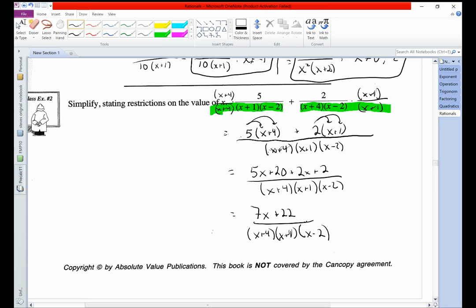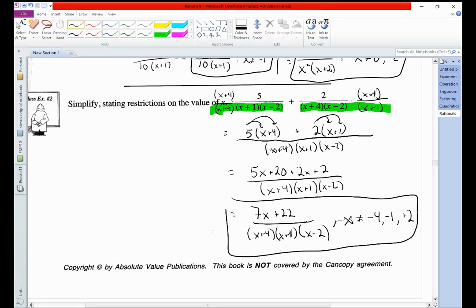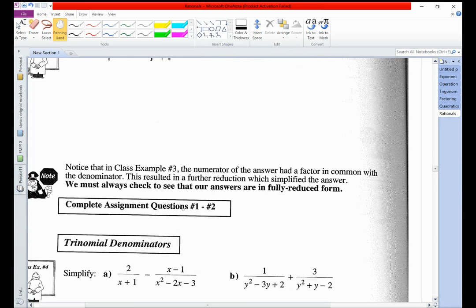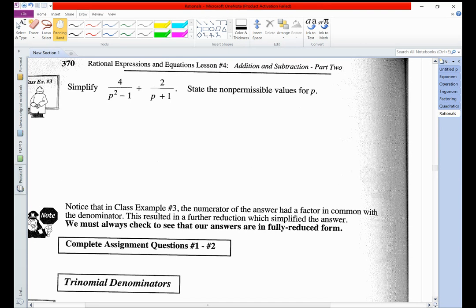So that's as simple as we go, but we still need to do our non-permissible values. X can't equal negative 4, negative 1, or positive 2. There we go. Let's go on to the next page. Hopefully that made sense. I feel like that pen bleed is really throwing me off here.